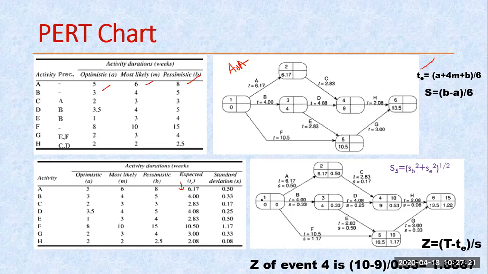Similarly, the S value. So this is the standard deviation. How are we calculating this standard deviation? (B minus A) divided by 6. So what is the B value? 8 minus 5, that becomes 3. 3 divided by 6, so that becomes 0.5, 1 by 2. Similarly, we can calculate these two values.